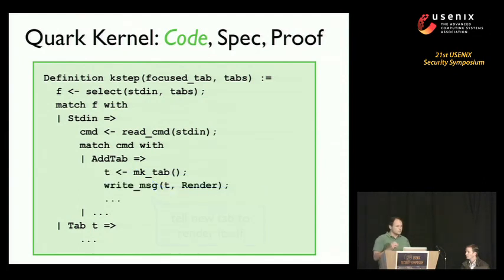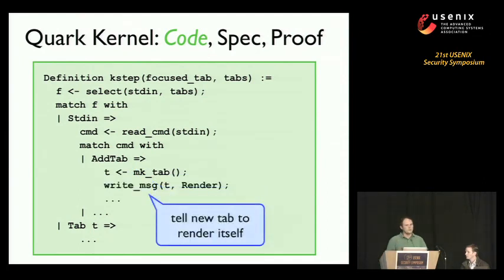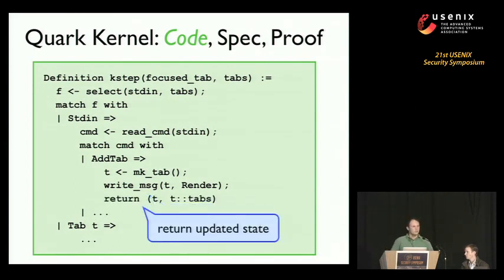It would send a message to the tab over the tab's pipe, telling it to render itself, which should cause the tab to send back a bitmap of its updated display. And that'll get processed in a subsequent call to kstep. And then finally, the kernel would return the updated state, which includes the new tab as focused, and also adds the new tab to the list of tabs.